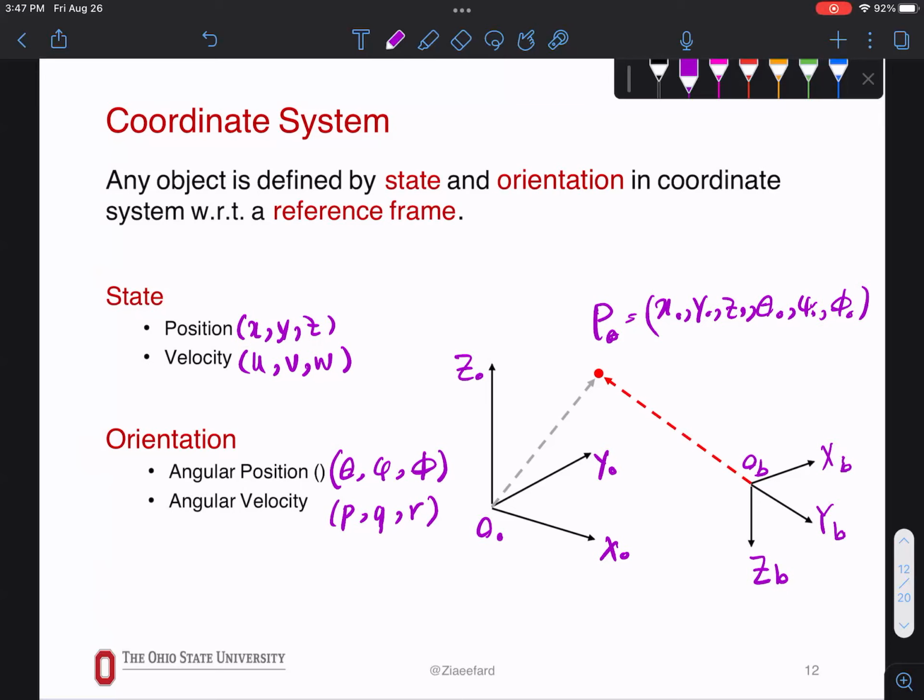Yeah, we are representing this in space. So it would be 3 position, 3 orientation. Now, if you want to talk about the velocity of that point, if it's moving, you also have to give me 6 of that: X dot, Y dot, Z dot, P, Q, R.